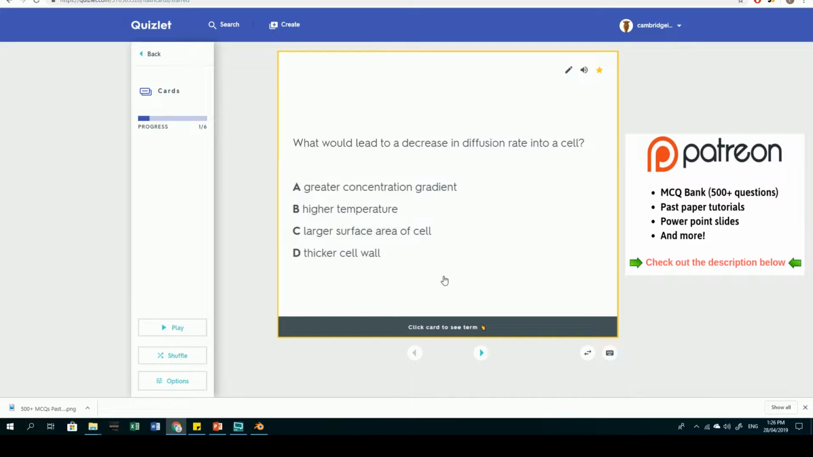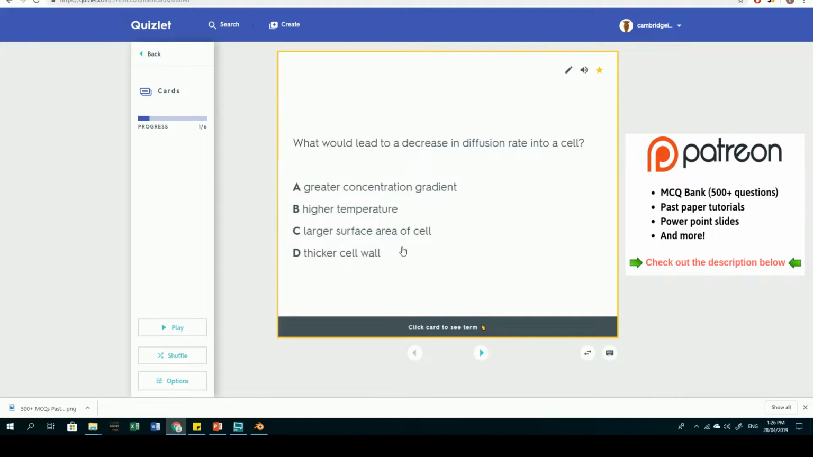So the first question: what would lead to a decrease in diffusion rate into a cell? All of these different options will certainly affect diffusion rate, but you do need to know how. A higher concentration gradient will increase the diffusion rate, simply because there's a greater disparity between the region of higher concentration and the region of lower concentration, and so the higher the concentration gradient, the faster the rate of diffusion. The higher the temperature, the higher the rate of diffusion, simply because molecules tend to move faster and have more energy when the temperature is higher.